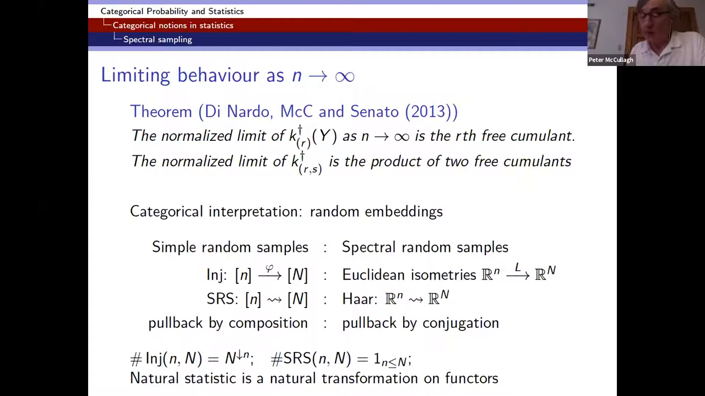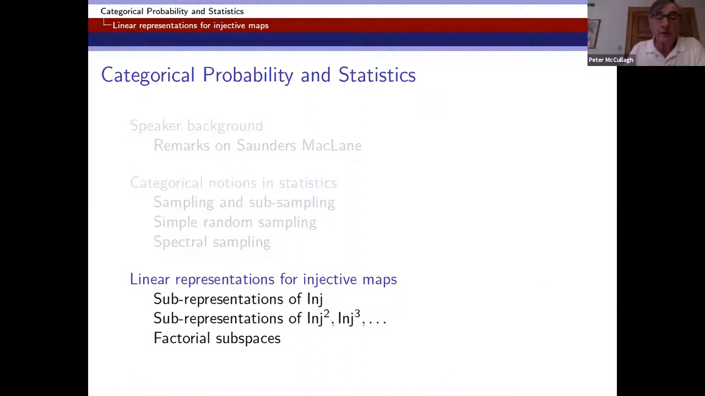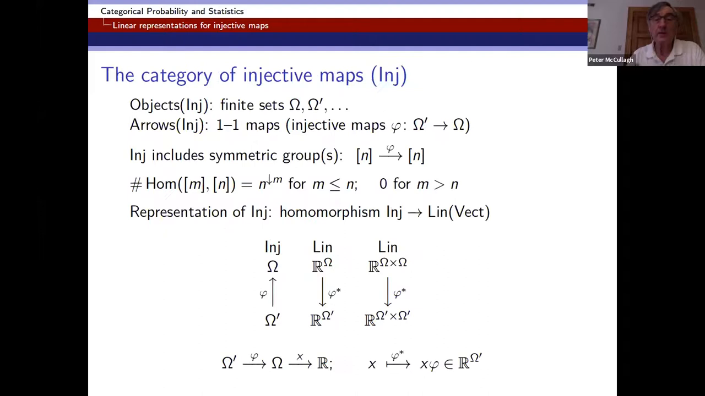And this is not where I started off when I talked first to Burt Totaro about when the issue of categories came up. It was in connection with something entirely different. It had to do with representation theory and spaces associated with linear models. So the third topic is more or less completely unrelated to the first two. It has to do with representations and the structure of representations for injective maps on finite sets. So nothing random about the maps in what's going on from now on.